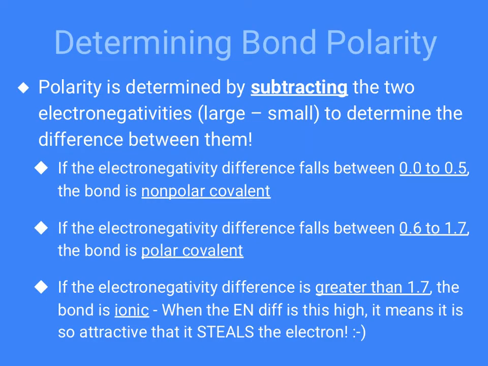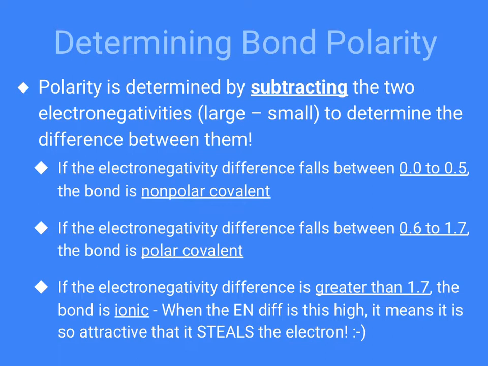So there's a way that you can do this. To determine bond polarity, you actually need electronegativity numbers, which you have on your placemats. And you're going to do some basic math. You're just going to be subtracting. First, you need to figure out what the electronegativity value is on your placemat, or on the next slide. And then you're going to find the difference between them.